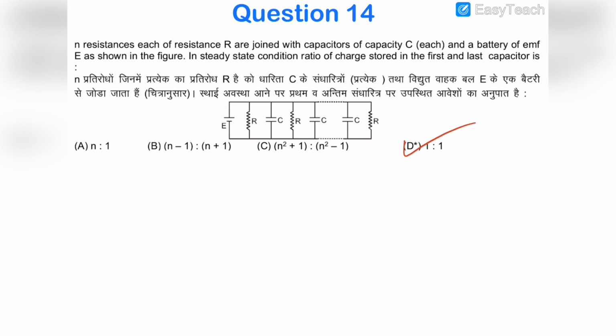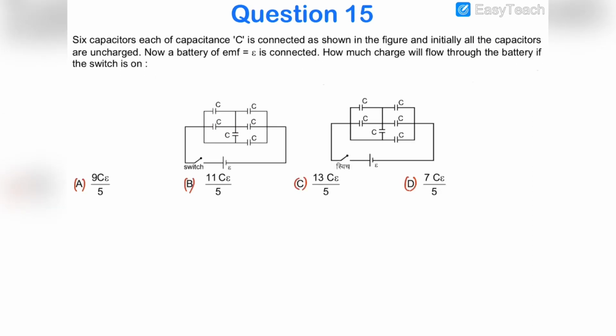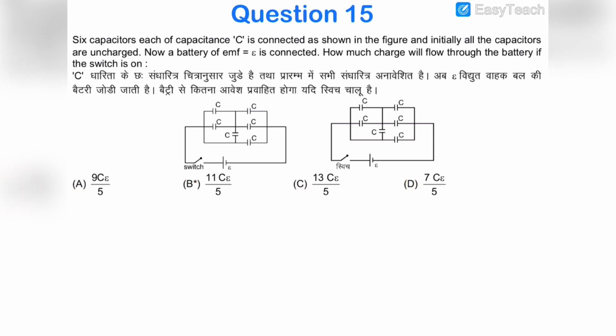Now let's move on to the next question. In this question you can see that there are 6 capacitors, each having a capacitance of C, and they are connected as shown. Initially all of them were uncharged, and now a battery of EMF E is connected. Now we have to find out how much charge will flow through the battery if we switch on this key.